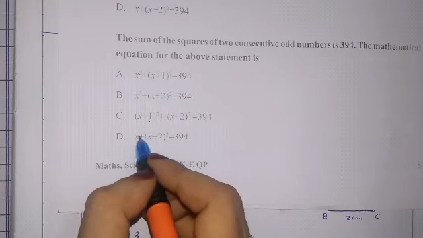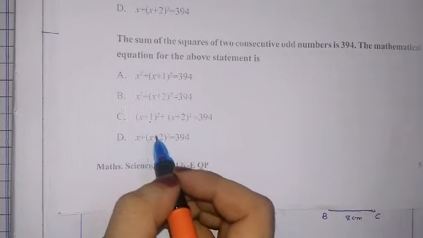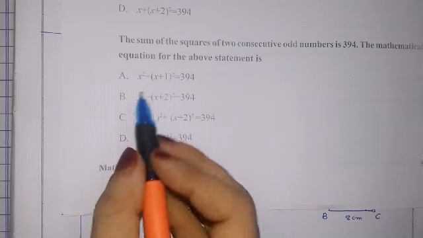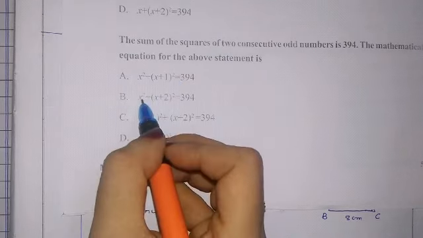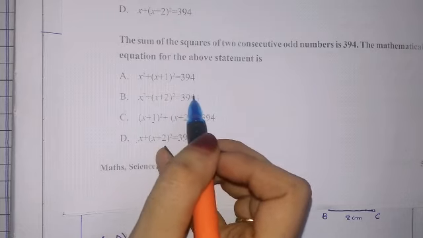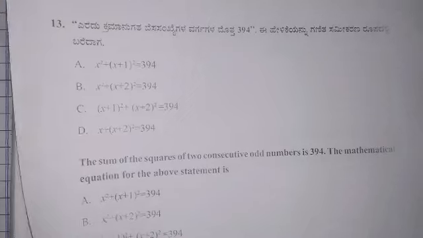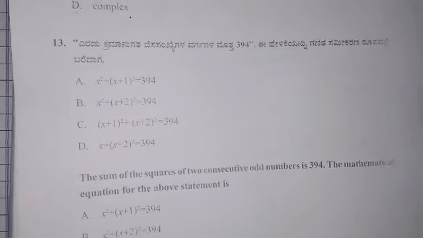And the D option is x. On x there is no square, so this also cannot be. So the correct option is B, (x square plus x plus 2) whole square is equal to 394. Let us see the next question, question number 14.